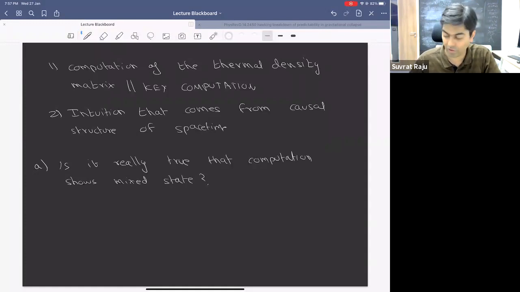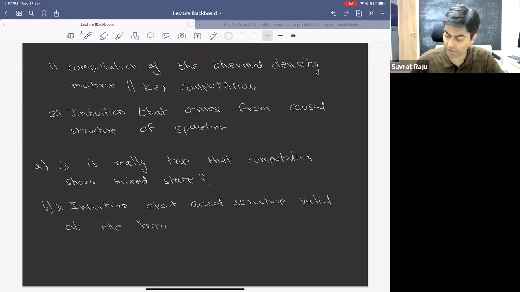And the second question, which we will discuss in less detail tomorrow and in the next lecture, but is a theme which will run throughout several lectures in this course, is whether this intuition about the causal structure is valid at the accuracy required? I'm going to have to make a lot of these things more precise, but the fact that there's some accuracy which is required is going to come about from our exploration of how close pure states can be to mixed states. And then we have some intuition that's coming from the causal structure. But you could ask, is this intuition really something that you should trust if you require extremely high accuracy in your final computations? Those are the themes that we are going to discuss tomorrow.